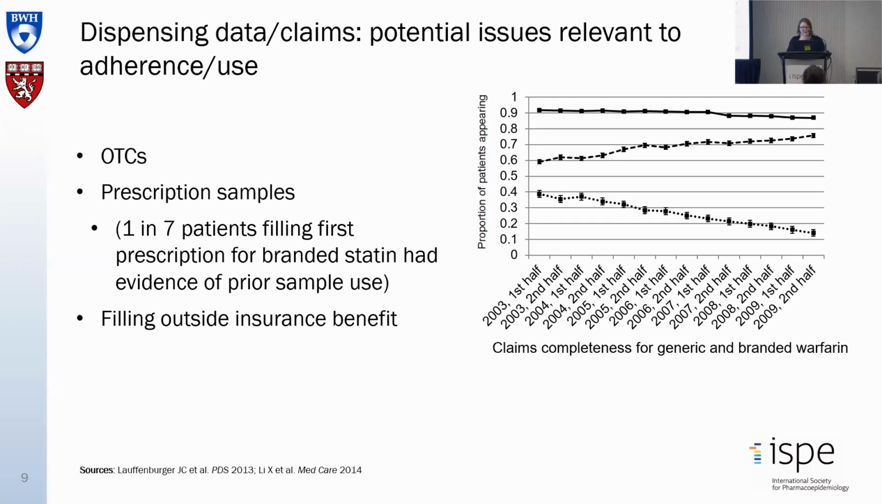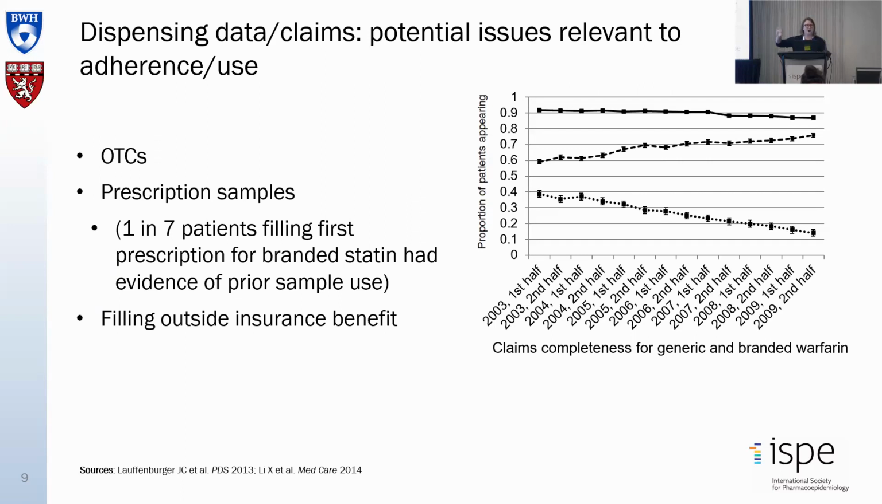And there was a study that was done a couple years ago, kind of looking at how often that happened. And even in the branded statin space, 1 in 7 patients in the US had evidence of having a sample and were otherwise not capturing new use correctly. And similarly, patients filling outside their insurance benefits, say it's cheaper for them to pay cash or pay out of pocket. In the dispensing data that we're working in for adherence, we would not have those data. And so those patients would typically be classified as non-adherent, or we'd just be missing their fills without knowing that they filled outside their insurance benefit.